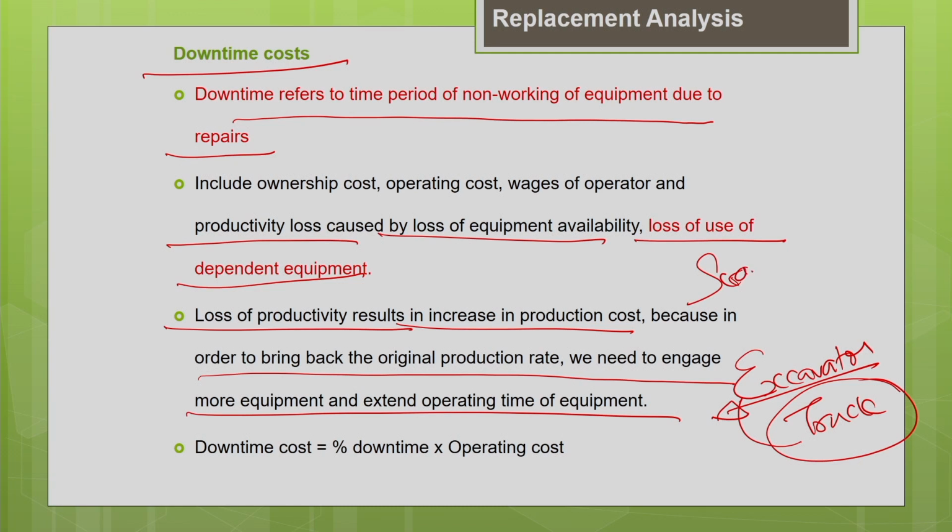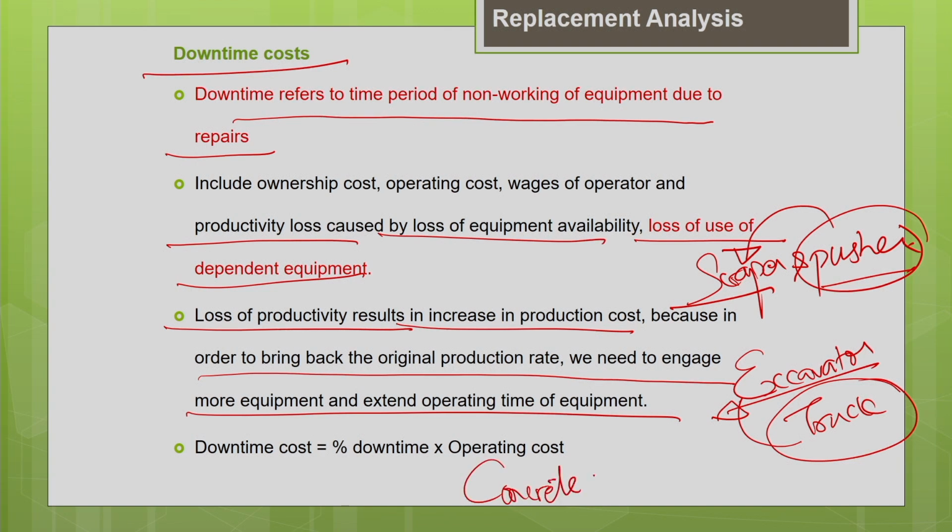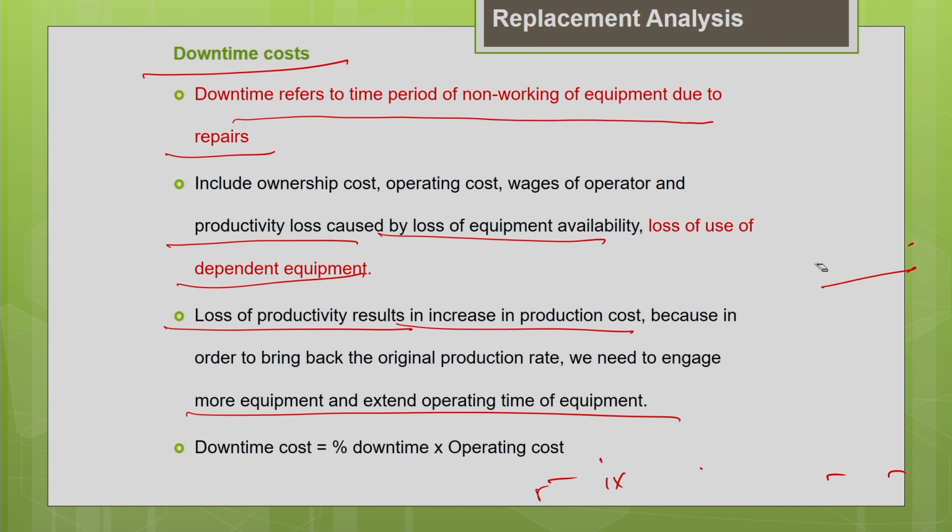Similarly, your scraper and a pusher are working in a team. When the scraper breaks down, the pusher will be idle. So the associated cost of the pusher should be taken into the estimation of the downtime cost of the scraper. Similarly, you have a concrete mixer machine. If the concrete mixer machine breaks down, what will happen? The dependent machines are your pump and your RMC transit mixer; all these are dependent machines. When this breaks down, all these associated machines will be idle. So their cost should be accounted for when you estimate the downtime cost. All these things we should keep in mind when we estimate the downtime cost associated with the machine.